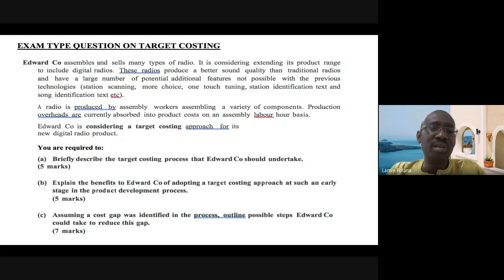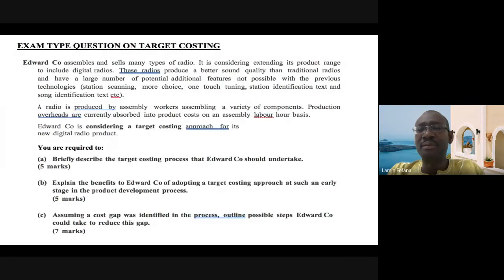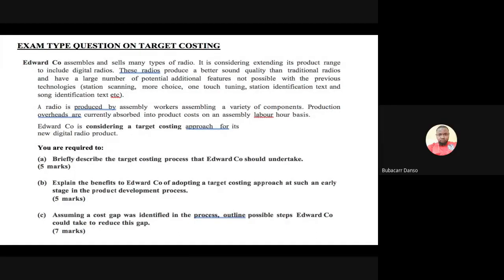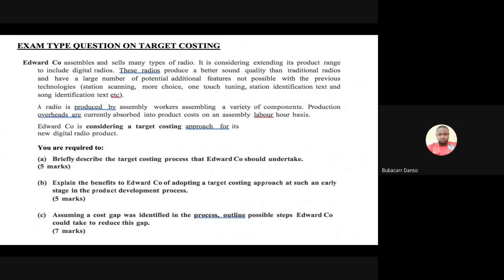In C, we are supposed to reduce the cost gap for Edwards Company Limited. What is cost gap? The gap between the target cost and the actual cost. Between the target cost and the actual cost. Is that the case? What is the actual cost? The actual cost that you incurred.